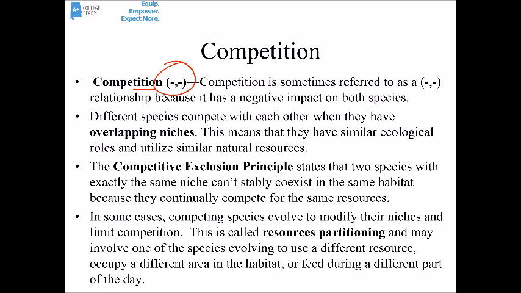The competitive exclusion principle states that two species with exactly the same niche can't stably coexist in the same habitat. And that's because they're continually competing for the same resources. One of those species is going to go extinct eventually. In some cases, competing species evolve to modify their niches, and that limits competition. This is sometimes called resource partitioning, and it may involve one of the species evolving to use a different resource, or occupy a different part of the habitat, or maybe feed during a completely different part of the day.